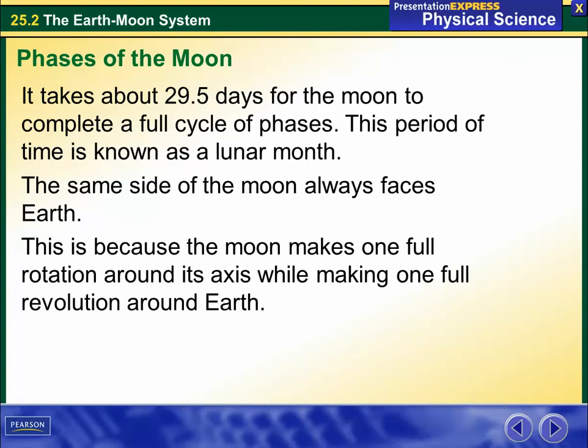The same side of the moon always faces Earth, and that's because the moon makes one full rotation around its axis while making one full revolution around Earth. This is probably something you would need to write down, and we can explore it more in class as well.